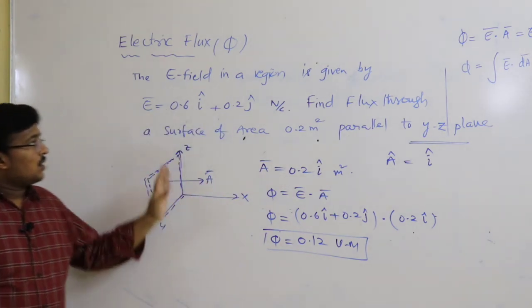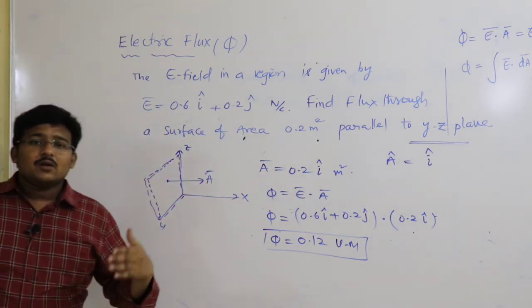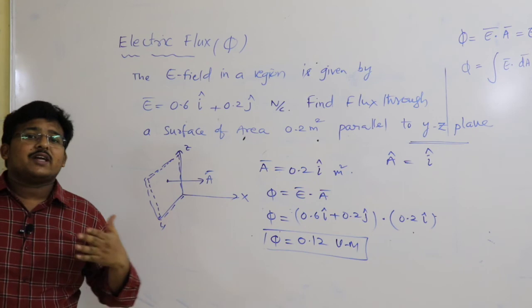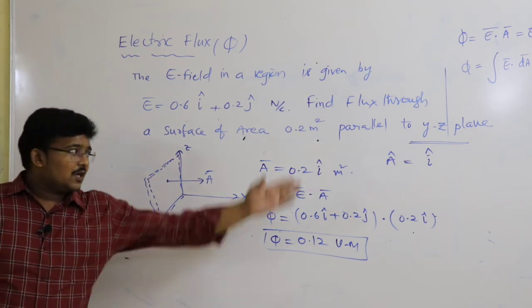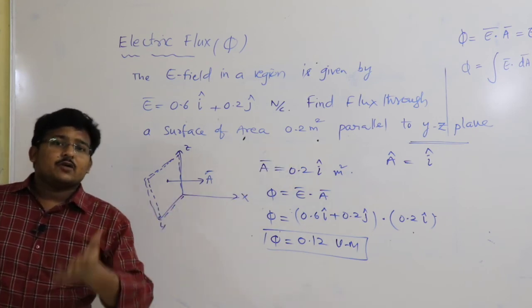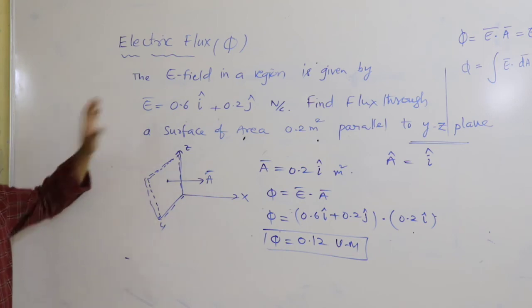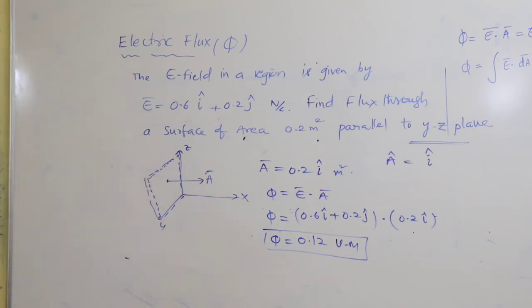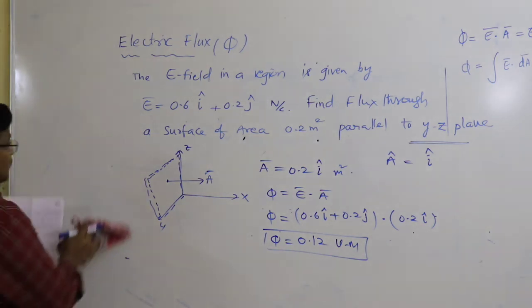So this is how to find the flux through a given surface when the area vector is not given directly. They have given the plane and we need to find the area vector for that, and the electric field is given. Okay, we will see one more.